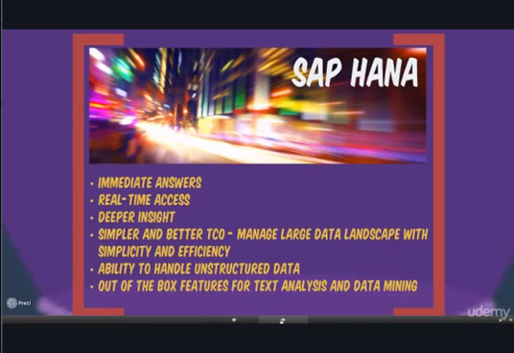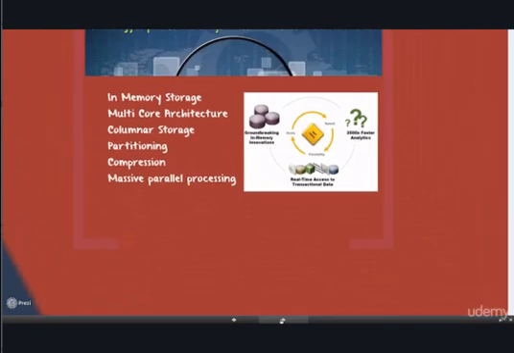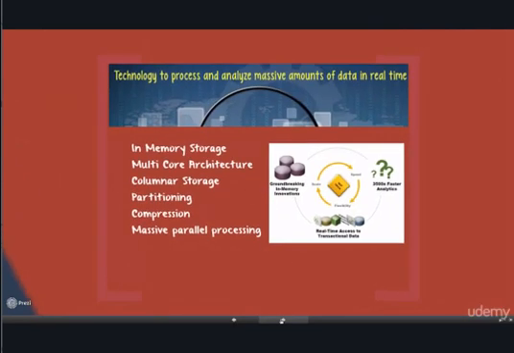Since we are cutting down on the different copies of data and the silos of data, this leads to a lower TCO. We can handle unstructured data in a native way, and HANA has out-of-the-box features for text analysis and data mining. Let's take a look at what features and innovations HANA has.